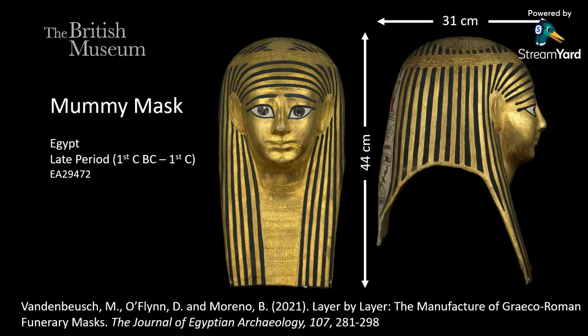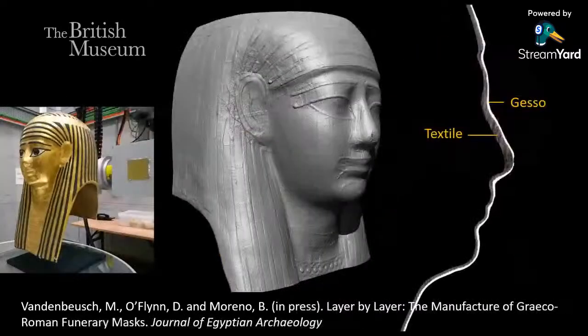This is a funerary mask which would have covered the head and part of the upper body of the deceased. And this mask has an unknown provenance and was acquired by the British Museum in 1897. And I was studying a series of these masks with a curator in our Department of Egypt and Sudan called Marie van den Busch. And we were trying to understand how they were manufactured.